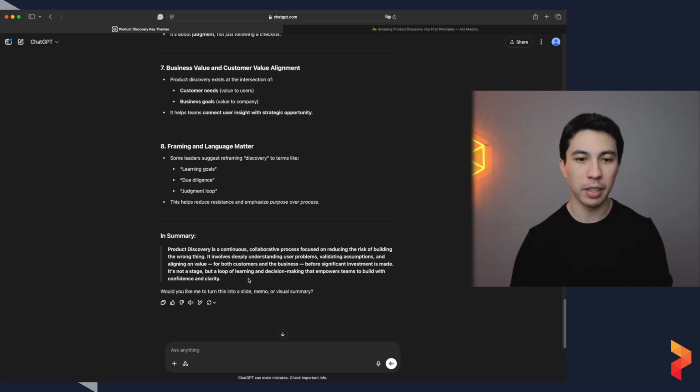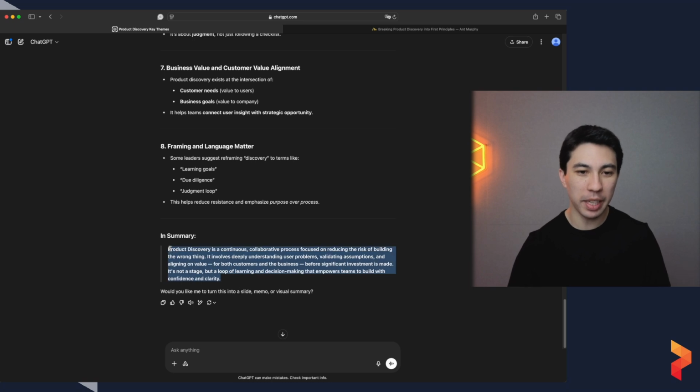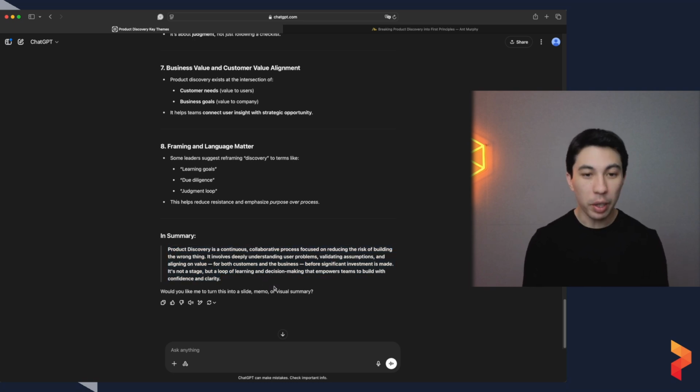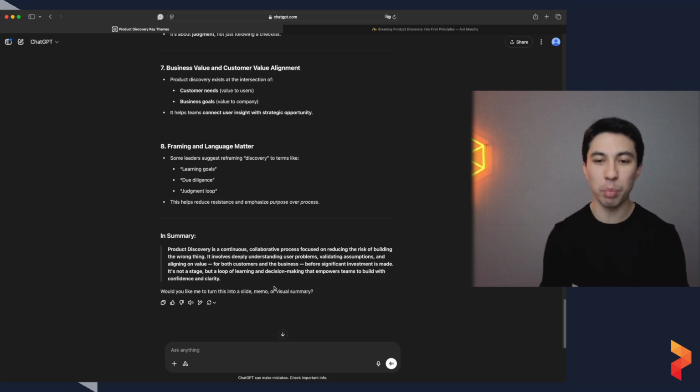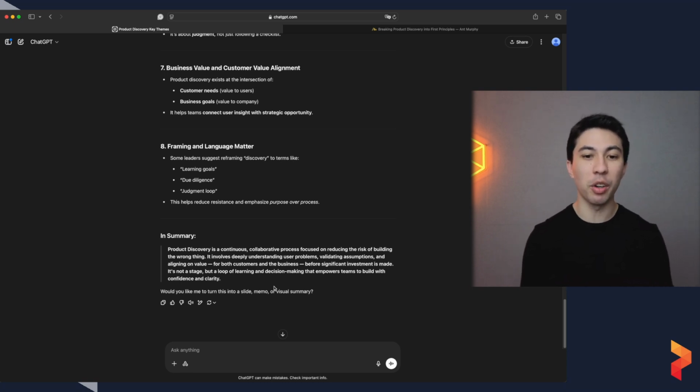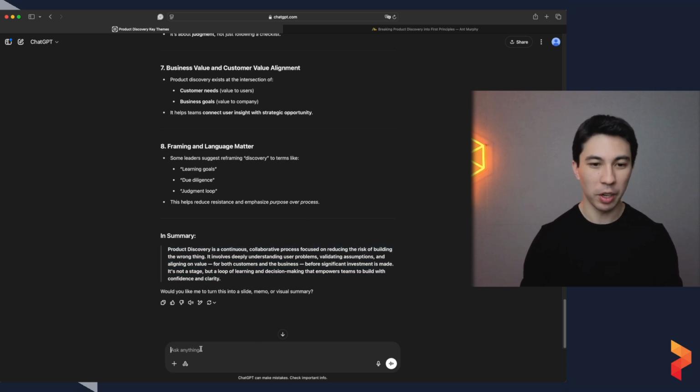So definitely like that. So let's read what ChatGPT came up with after all of those definitions. Product discovery is a continuous collaborative process focused on reducing the risk of building the wrong thing. It involves deeply understanding users' problems, validating assumptions, and aligning on value for both customers and the business before significant investment is made. It's not a stage, but a loop of learning and decision making that empowers teams to build with confidence and clarity. I don't mind that. I think it's a little wordy, but we could definitely ask ChatGPT to try and make that more concise. Let's give it a go.